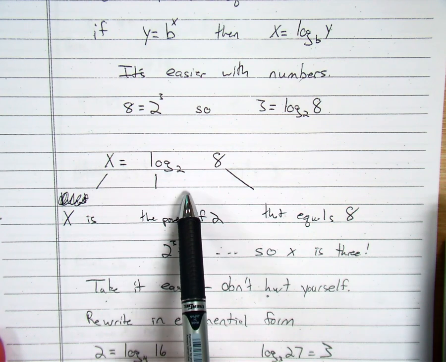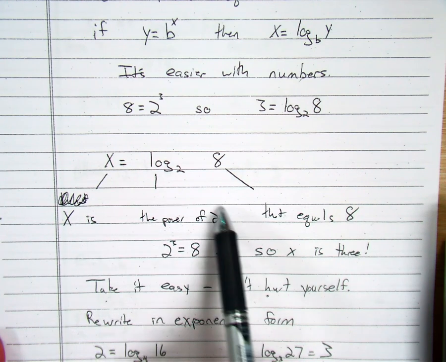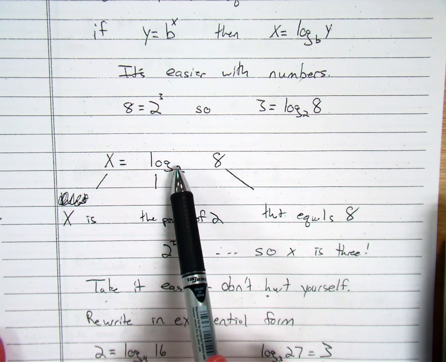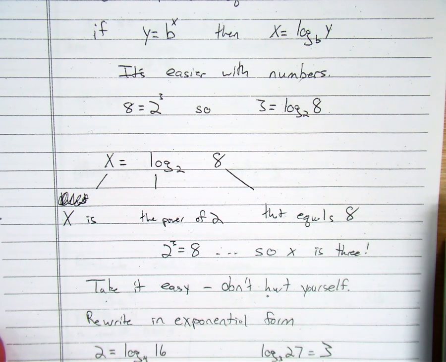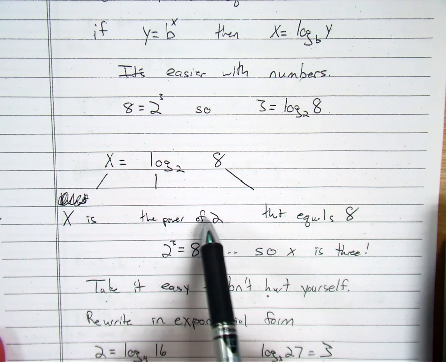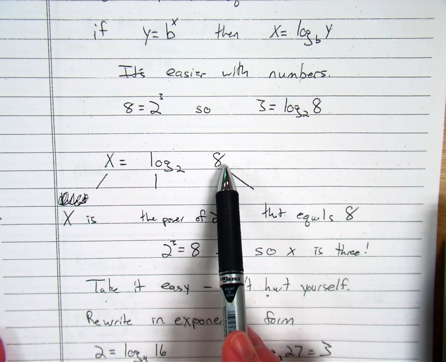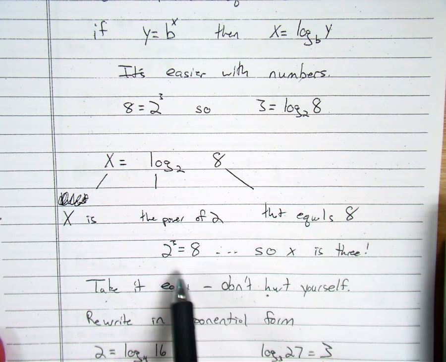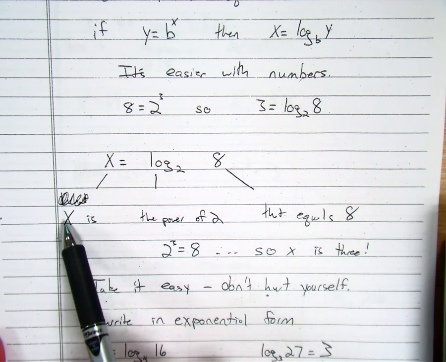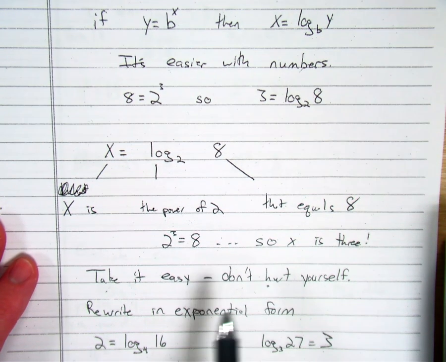X equals log base 2 of 8. X is the power of 2 that gives me 8, or that equals 8. X is the power of 2 that equals 8. X equals log base 2 of 8. So what power of 2 gives me 8? 3. So x is 3. 3 is the exponent, is the answer. All right, take it easy.